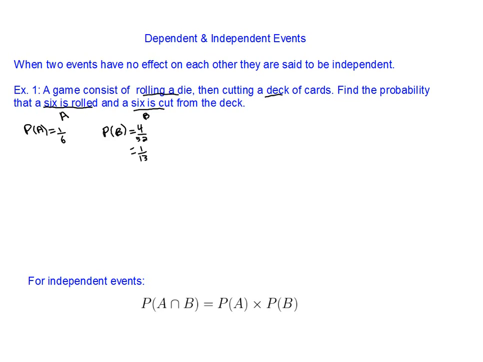Well, if we want to find the probability of A and B, what we have to do is multiply these two probabilities together. We want the probability of this event and this event. They're totally independent. They have no impact on each other, so we just need to multiply those two probabilities together. So 1/6 times 1/13.